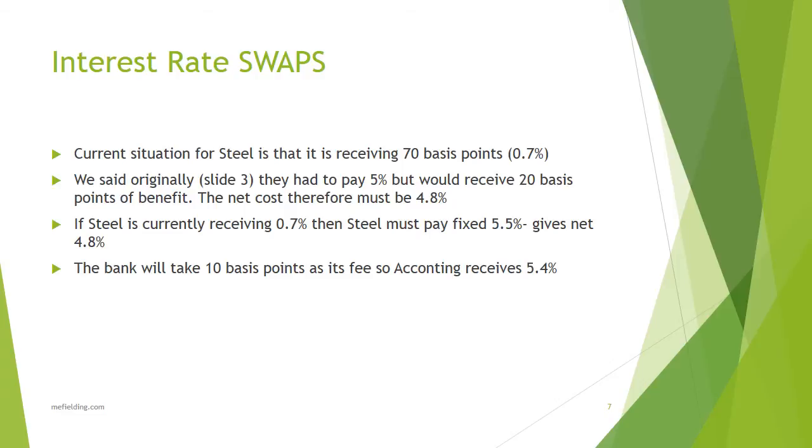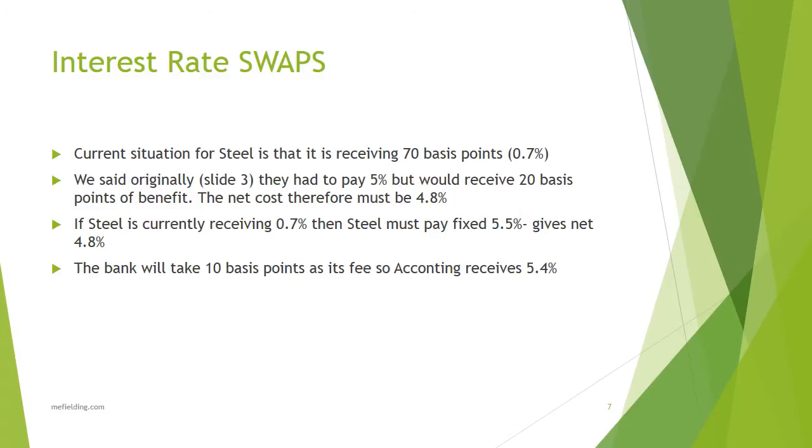Okay, slide number 7. Now we're starting to get into the mathematics a little bit. And once you understand where the numbers have come from, it's actually very simple. It's just getting your head around where the numbers are to begin with. Right, based on slide number 6, if we're just looking at steel for now, we said that steel is receiving 70 basis points.